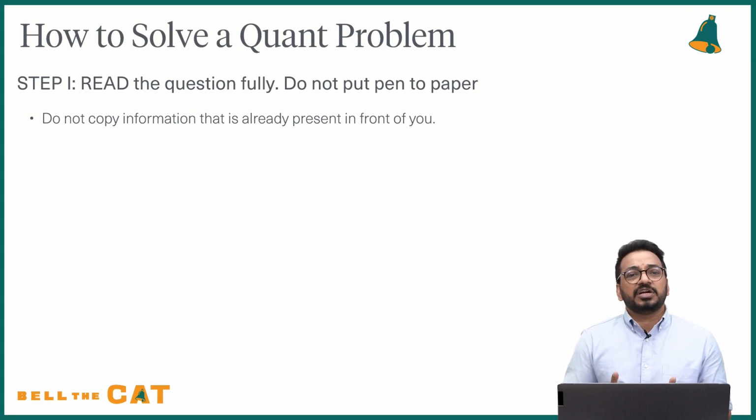X can do a piece of work in 20 days. Why write X is equal to 20? That information is there. You can remember that much. There is no point writing that down.